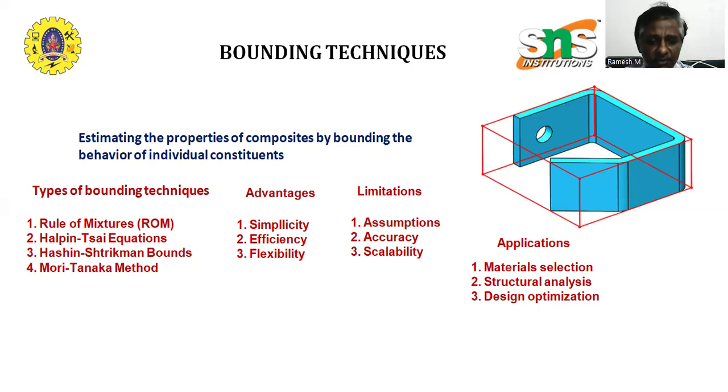Then design and optimization. Bounding techniques can be used to optimize the design of composite structures by estimating the effects of fiber orientation, volume fraction, and material properties. We can discuss the mass and volume fractions of fiber as well as matrix later. So that's all in today's session.